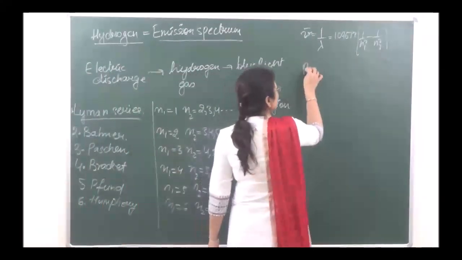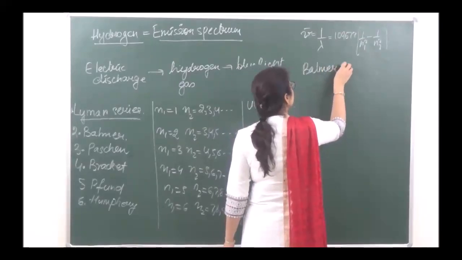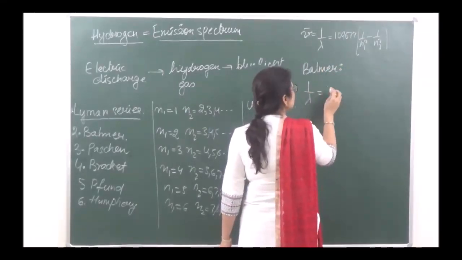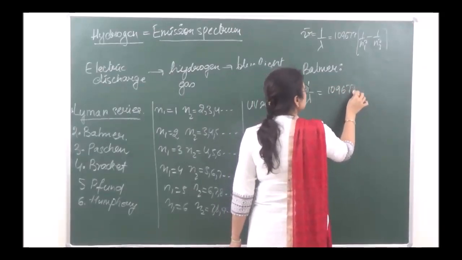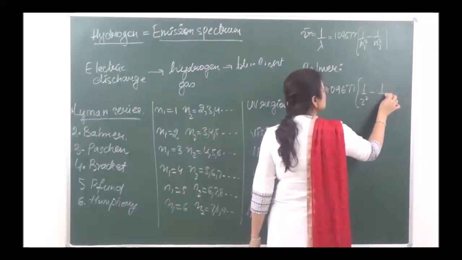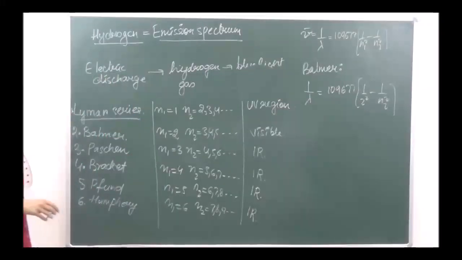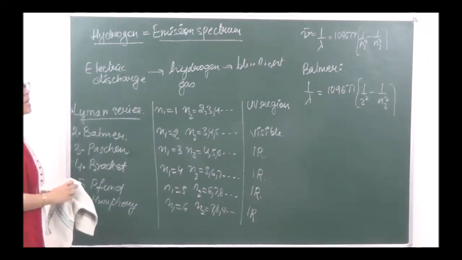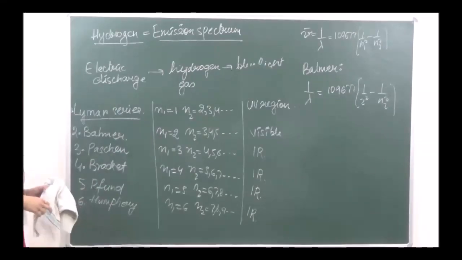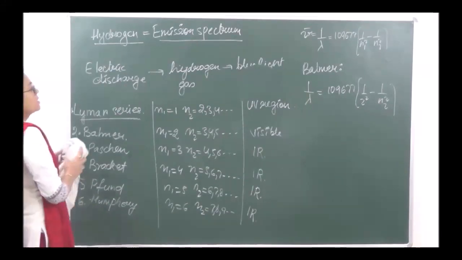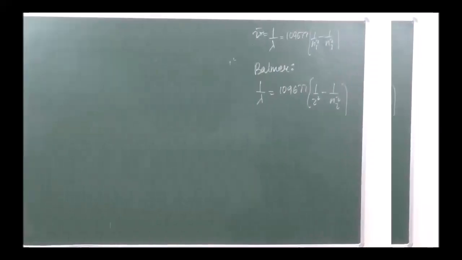For the Balmer series specifically, 1 upon lambda is equal to 109677 times 1 upon 2 square minus 1 upon N2 square, because for Balmer the value of N1 is equal to 2. There were various transitions given. One thing you have to remember here is the first four transitions of the Balmer series, so that while doing calculations in your multiple choice questions, it becomes easier for you. So let's see the first four transitions of the Balmer series.